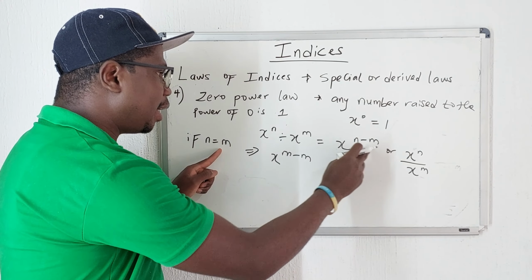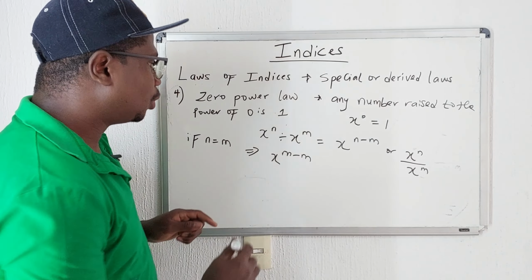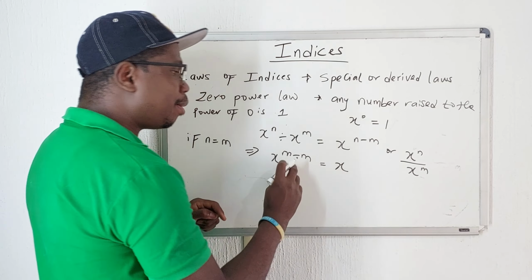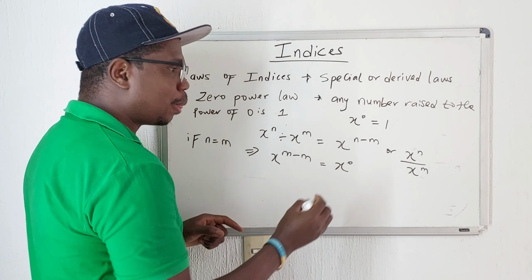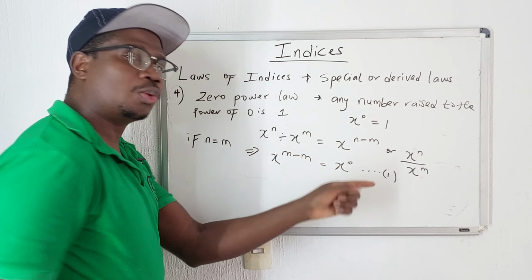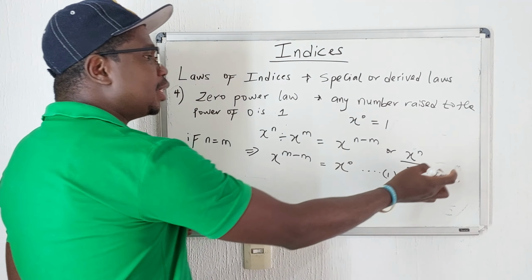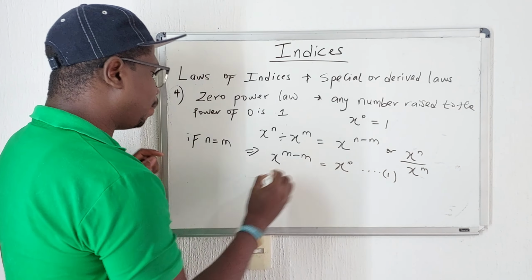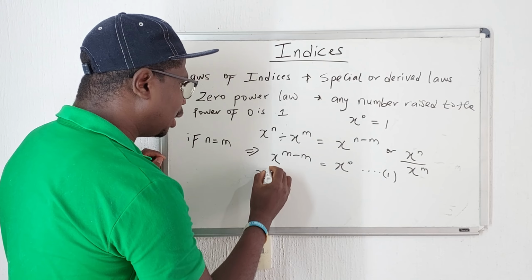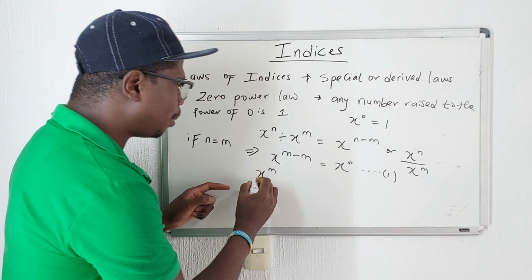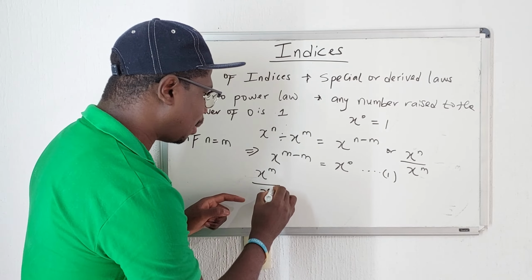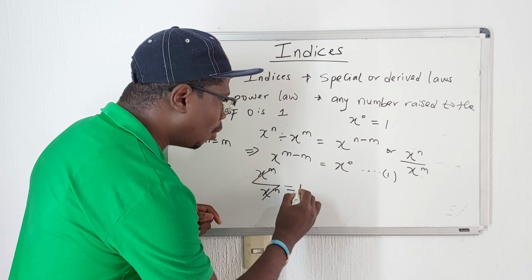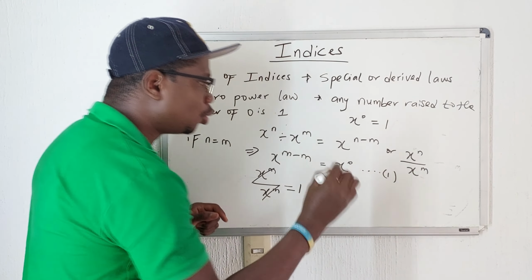Now we say if n equals m, this n here, we substitute by m. We'll have x raised to the power m minus m, and m minus m will give us 0. We can call this our equation 1. Now, let's use this second expression and substitute n equals m. So we have x raised to the power m over x raised to the power m. You can remember from basic mathematics, a number divided by itself will give us 1. You can call this equation 2.